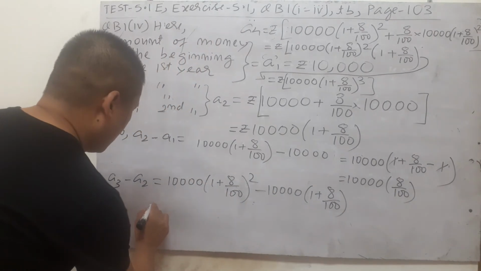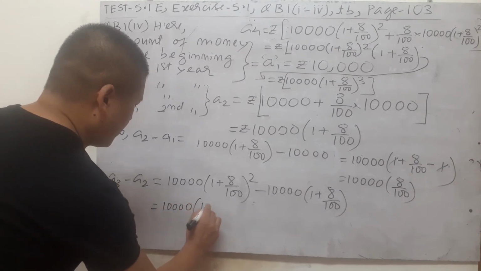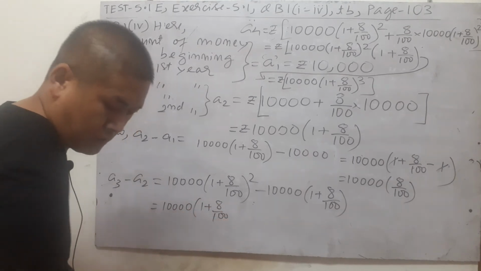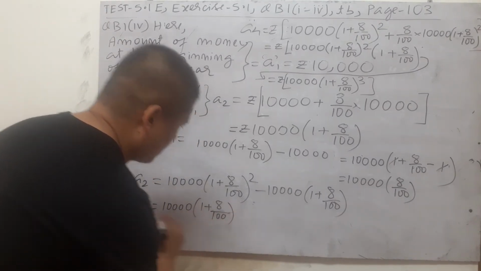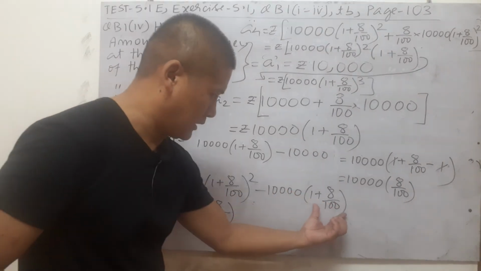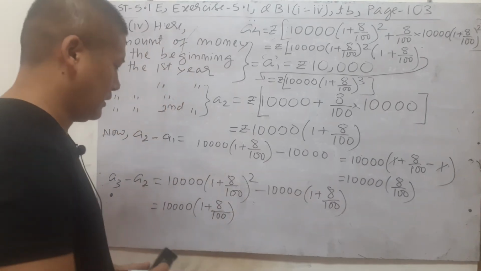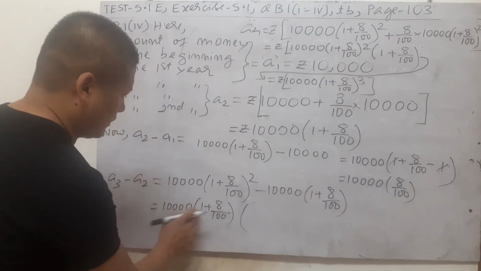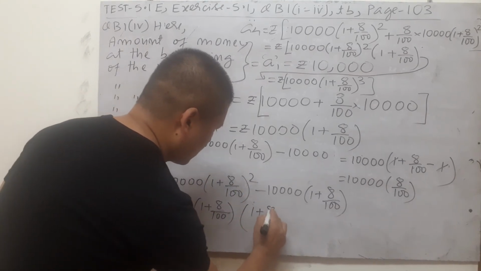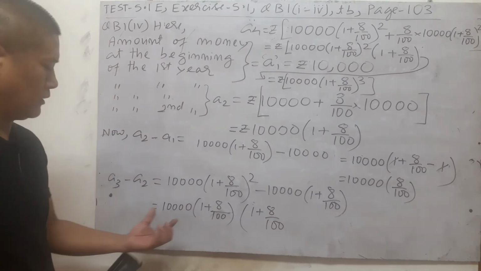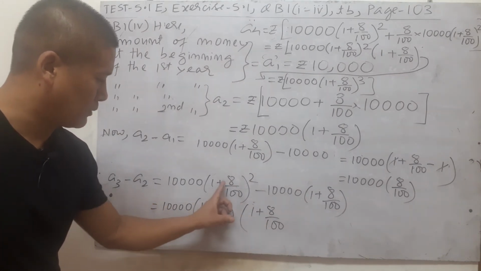So here, I can take out the common factor, 10,000 into 1 plus 8 by 100 into 1 plus 8 by 100 square, and here 1 plus 8 by 100 to the power 1, these two common factors, 1 plus 8 by 100. So this 10,000 out and the 1 plus 8 by 100 out means square. So one more is there, 1 plus 8 by 100. So 10,000 into 1 plus 8 by 100 into 1 plus 8 by 100 is 1 plus 8 by 100 square.